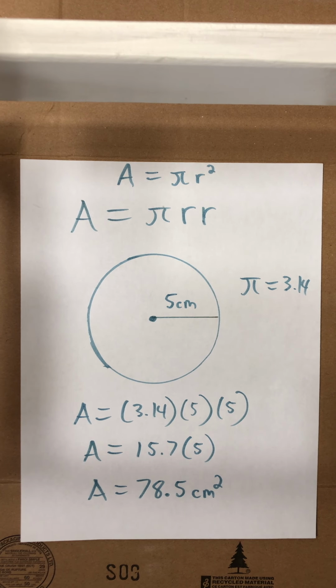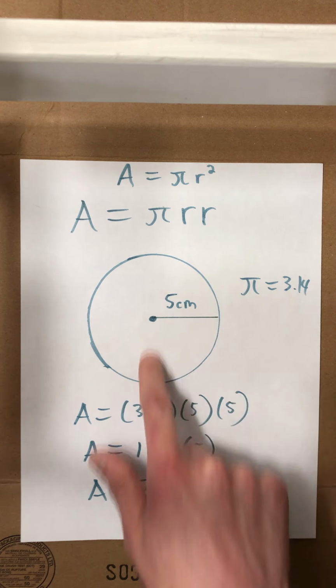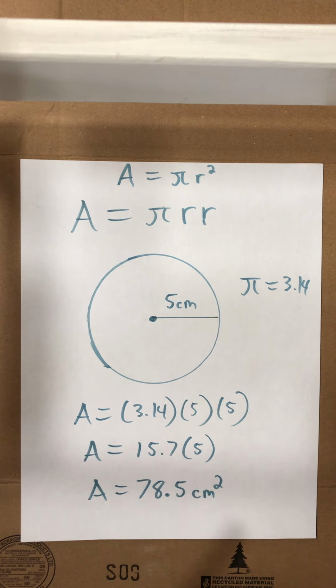Hey grade 7s, so today we're going to take a look at another part of our circles unit. We're going to be looking at finding area. Now remember from a previous unit that we did on geometry, when we're finding area, we're basically trying to find out how many tiny little squares fit into something.